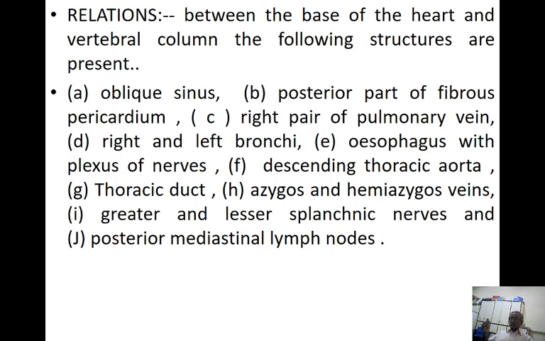So these are going from inward to outward. The first one is the oblique sinus, the part between the two serous layers of the pericardium. Then the posterior part of the fibrous pericardium, outside the serous pericardium. Then right pair of pulmonary veins, right and left bronchi, esophagus with plexus of nerves, descending thoracic aorta, thoracic duct, azygos and hemiazygos veins, greater and lesser splanchnic nerves, posterior mediastinal lymph nodes.